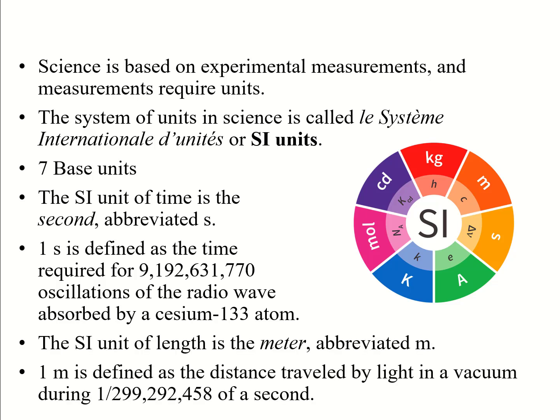Likewise, the meter, abbreviated M, is defined as the distance traveled by light in a vacuum during essentially 1 over 3 times 10 to the 8 of a second. So you need the second to kind of help define the meter. Again, a very rigorous definition. In these treaties, there's something called the mise en pratique, which is an agreed upon way to measure a second in a lab and to measure a meter in a lab or any of these units.